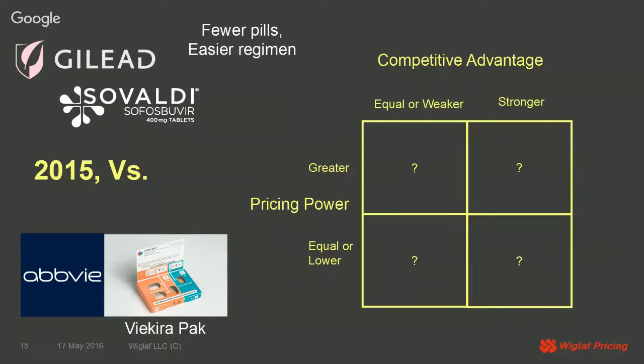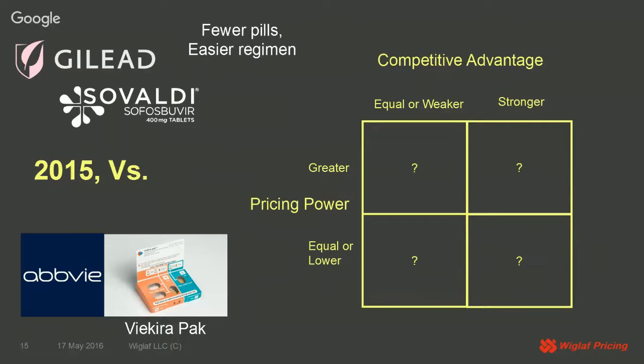Now, Gilead made Sovaldi, and AbbVie was coming out with the Viekira Pak. What do these things do? They cure hepatitis C. They actually cure it. And what happens if you don't cure it? Well, you usually die, eventually, of liver problems. So this is a pretty good deal. We're going to cure hepatitis C.